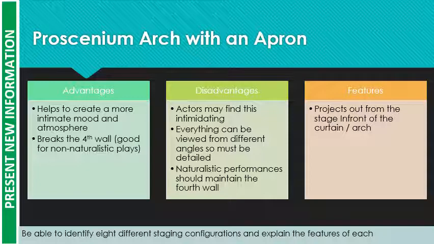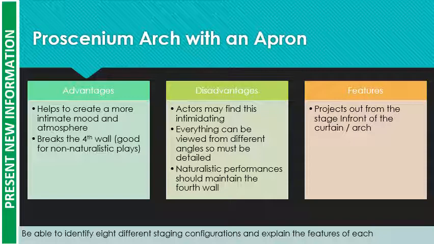So some of the features of an apron then is that it projects out from the stage in front of the curtain or the arch. Some of the advantages: it helps to create a more intimate mood and atmosphere. It breaks the fourth wall, so you step out on that and you build that relationship with the audience. It's really good for non-naturalistic plays.